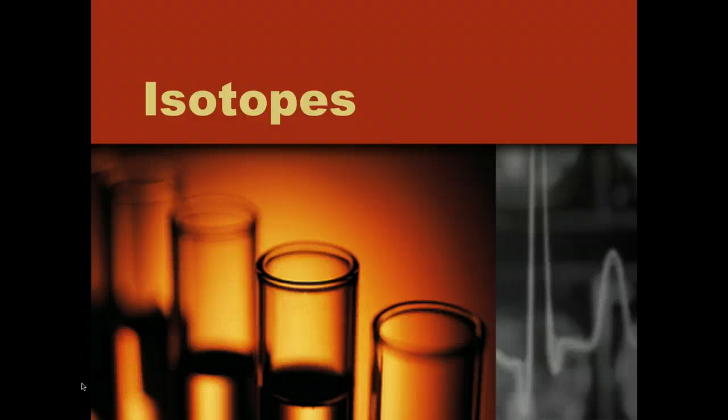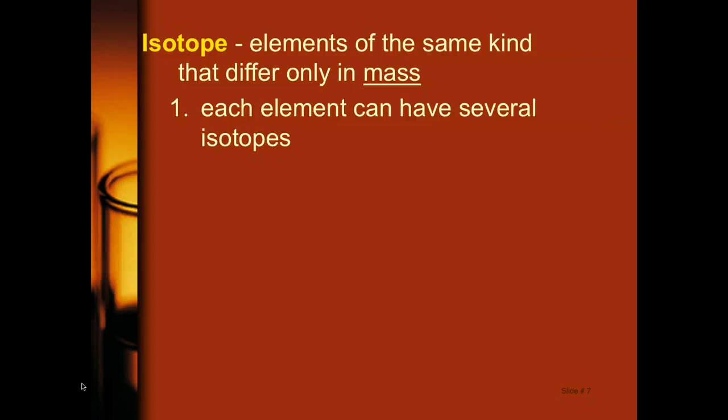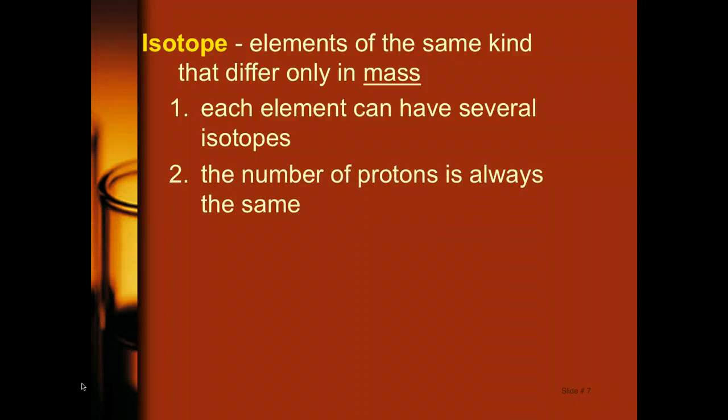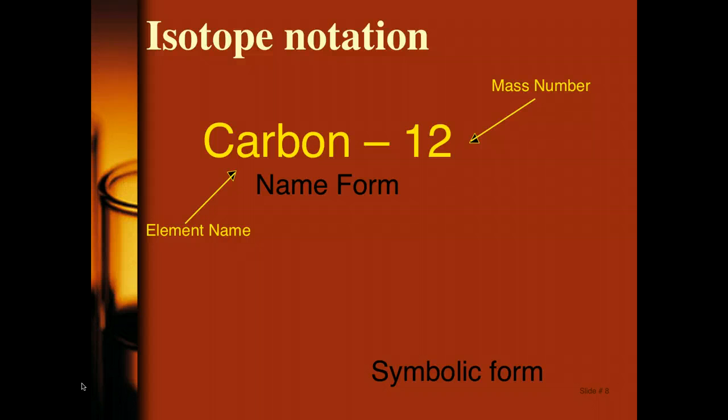Okay, isotopes. Isotopes, same element, different mass. Same number of protons, different number of neutrons. Elements can have several isotopes, and you remember that from our isotope chart where we were looking at the number of protons, number of neutrons. The number of protons is always the same, and they differ only in the number of neutrons.